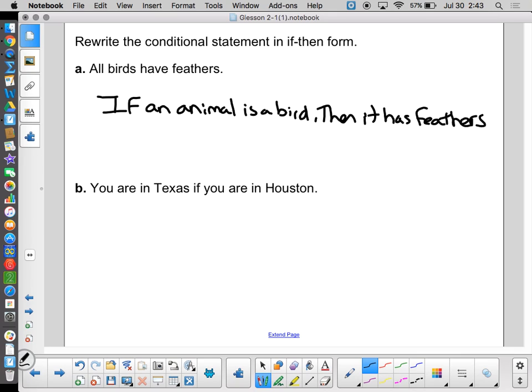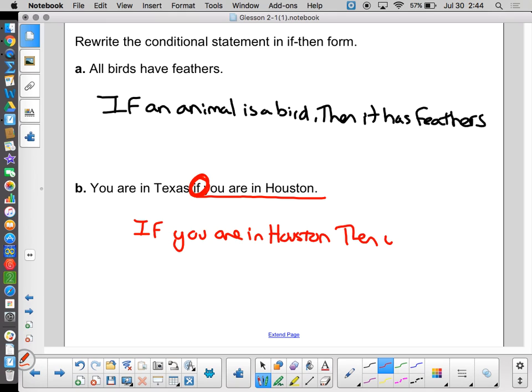If you are in Texas, if you are in Houston. Now this is a little tricky because we aren't going to stick with the same order because there's already an if here. If you are in Houston. So we already have the hypothesis part of this statement. So we have to keep that. If you are in Houston, now we just put the then, you are in Texas.